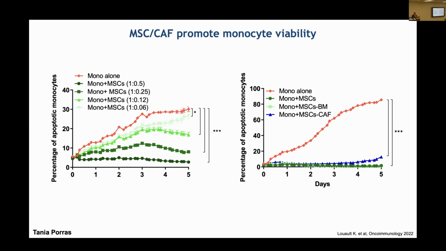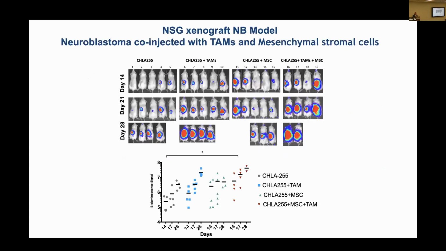And we've done this with CAFs from the patients directly, and from CAFs that are derived from bone marrows. Regardless, CAFs are basically protecting monocytes from dying. So that's the relationship between CAFs and monocytes. And when we put this in animals, on the right-hand side, the red signal means the tumor is growing faster. Those are the CHLA-255, which is a tumor cell line, co-cultured into the kidney with both macrophages and MSCs. And those are the ones that grow the best in the animal.